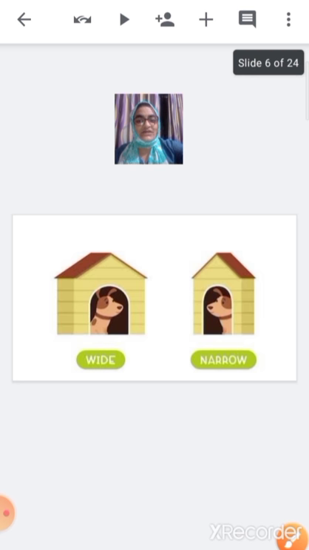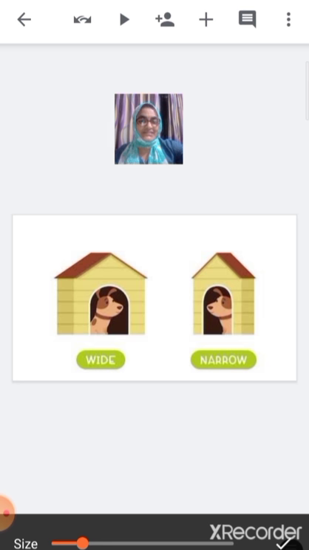Now, let's see the next one. Here you can see the kennel of two dogs. This is the house of two dogs. Now, this house is wide. It is broad in size. The sides are not closer to each other, right? Whereas, this one is narrow. It is limited in size. See the sides of this kennel. The sides are limited, na? Yes, it is narrow. Okay, so this is wide and this is narrow.